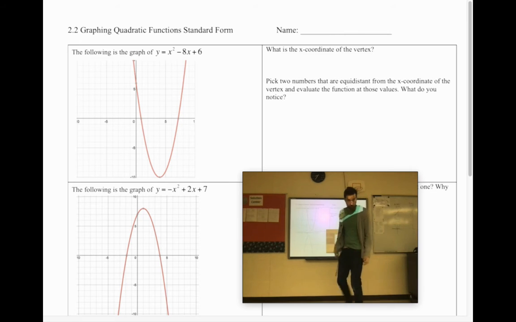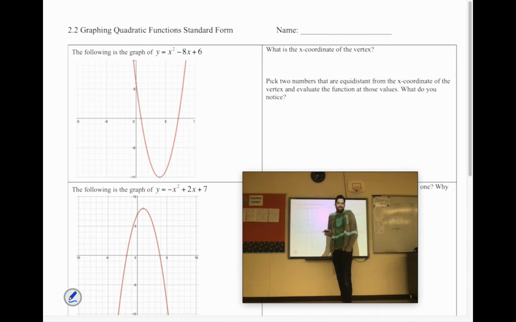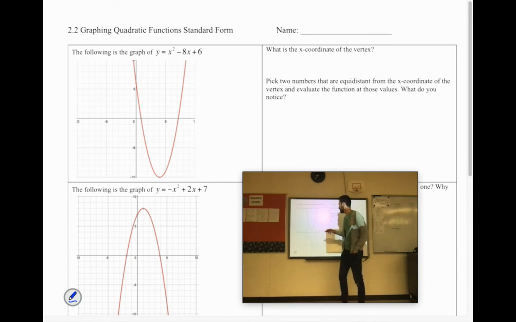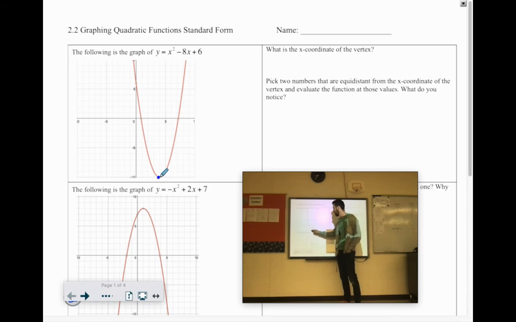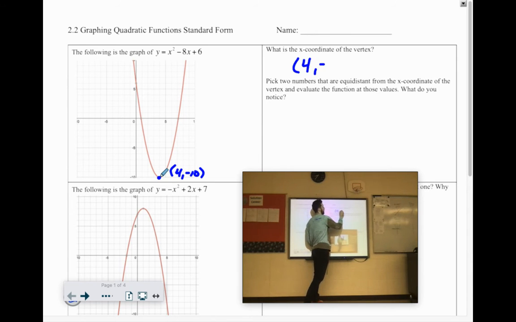We're talking standard form today. The following is the graph of y equals x squared minus 8x plus 6. What is the x coordinate of the vertex? Remember, the vertex is the coordinate where it starts changing directions. So that's going to be down here, which in our case is 4 to the right and 10 down. So that'd be 4, -10.